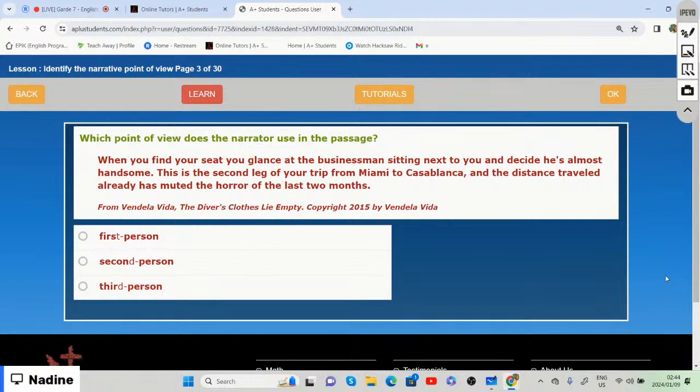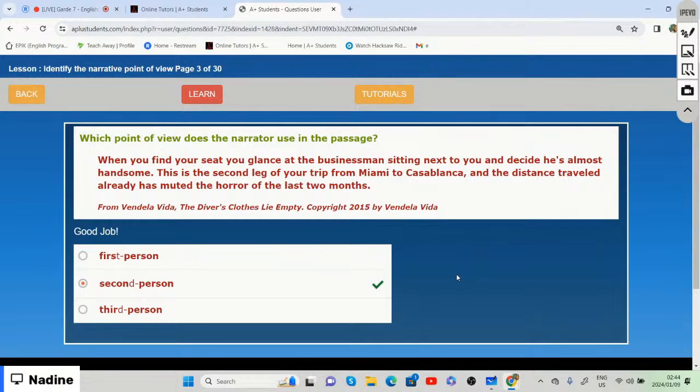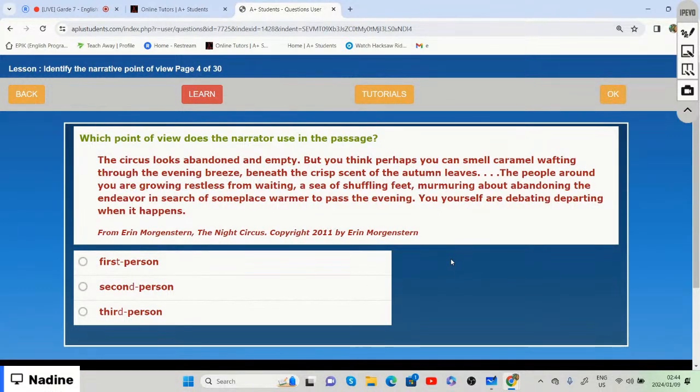All right, so we will then say this is the second person point of view. It uses pronouns such as you and your, and basically uses you as a character within the passage or story.